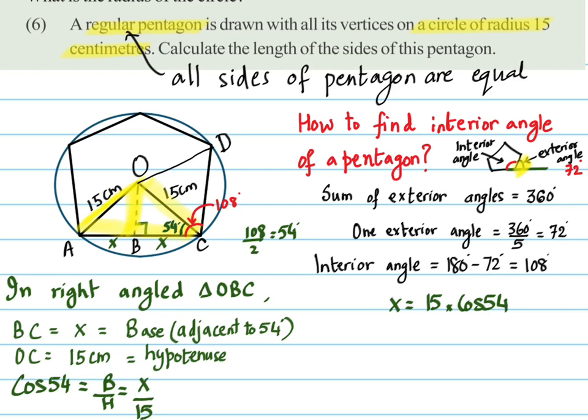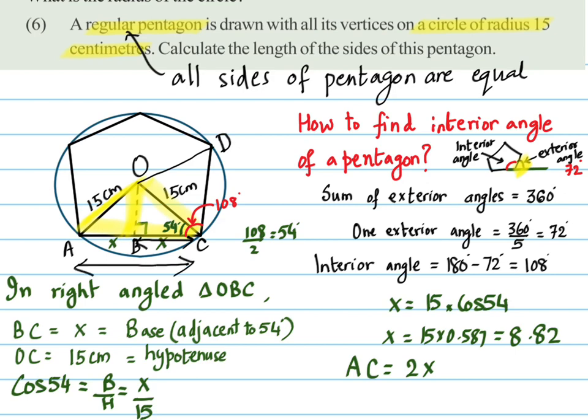X is equal to 15 times cosine 54, and then we get the value of cosine 54. Substituting, we get the answer as 8.82, which we need to double because that's the value for x. X is only BC, correct? We need the whole thing, AC, so we need to double. So that is 2 times 8.82, which is 17.64 centimeters.